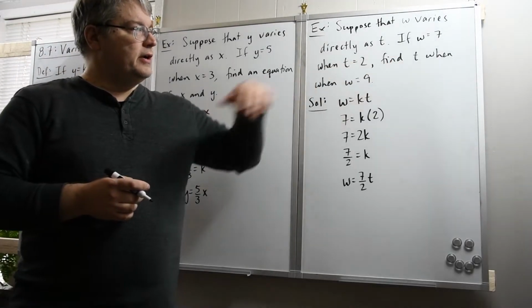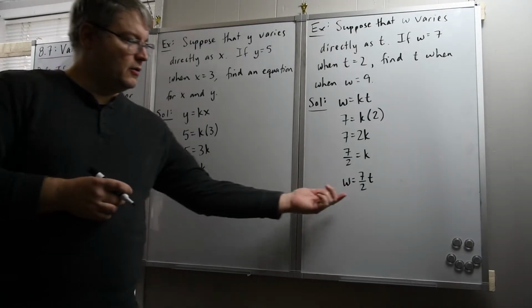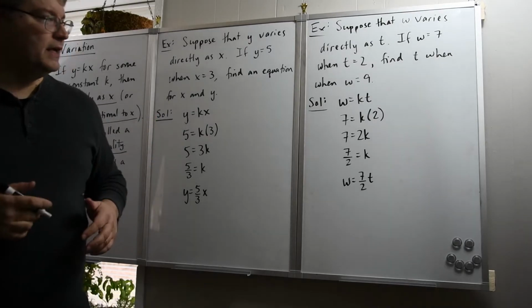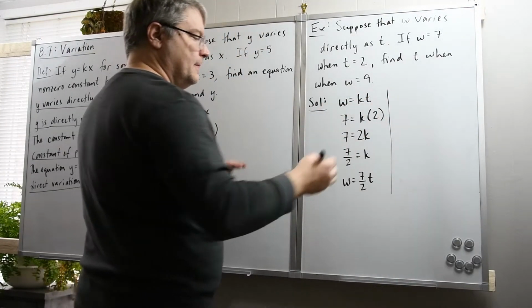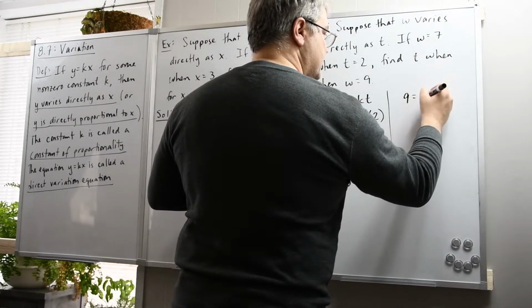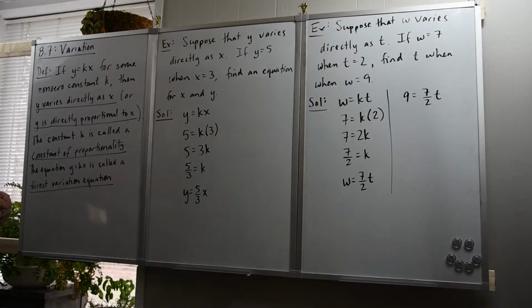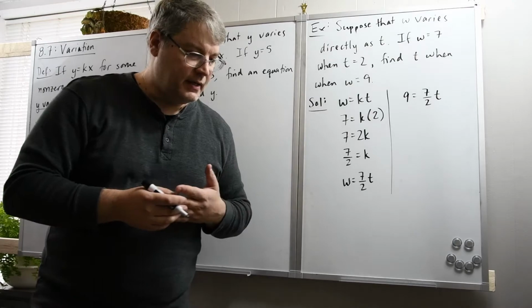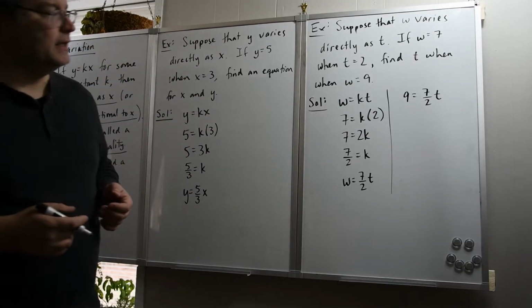So for this part, when we're asked to find t when w is equal to 9, that means we need to go into this equation, plugging in 9 for w, and then we can solve for t. And so I'm going to do that over here. We're going to have 9 is equal to 7/2 times t. And at this point, if you wanted to, you could multiply both sides by 2/7, or you can take a couple of steps to really accomplish the same thing.